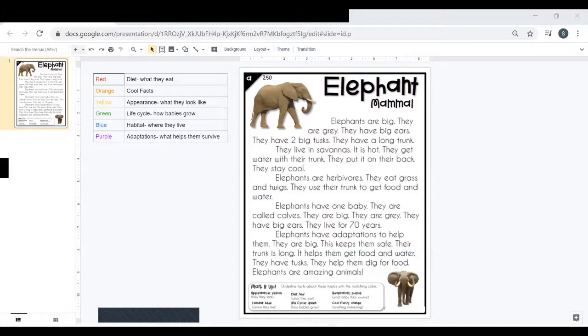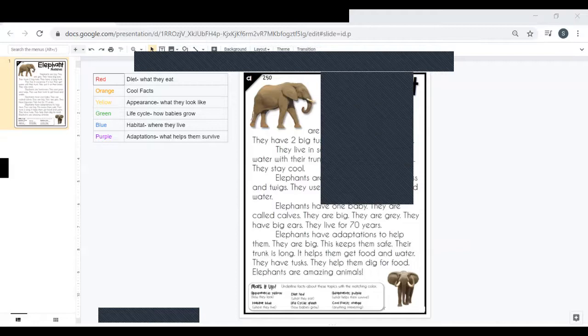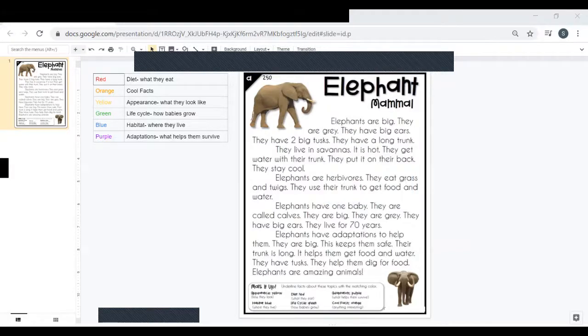So my friends, we're going to go back now and we are going to annotate this text to underline really important information that we learned about our animal. So if I look at my key on the side here, it says that we're going to use the color red for the animal's diet. Diet is what an animal eats. So I want to know, what do elephants eat?